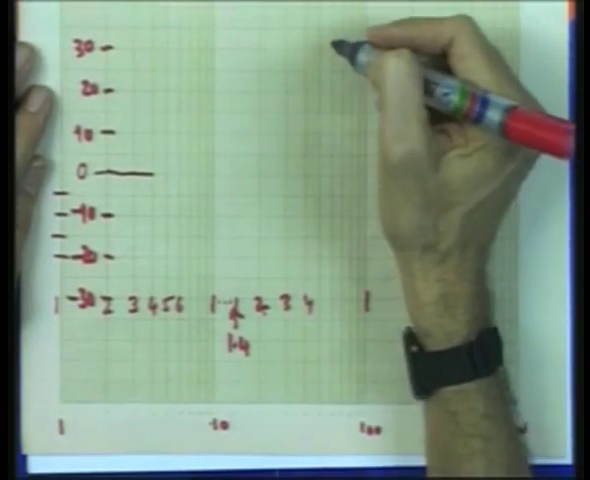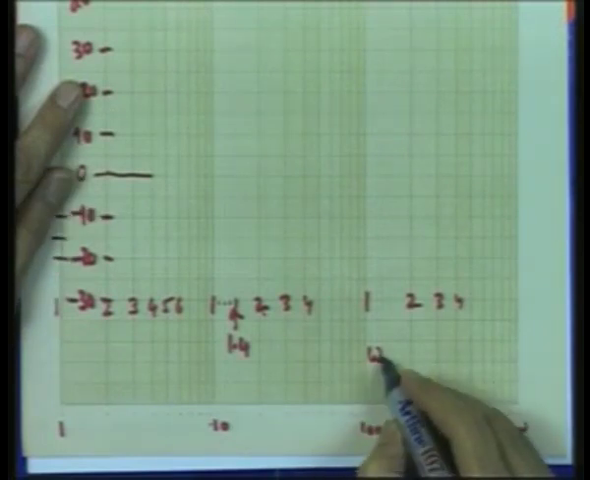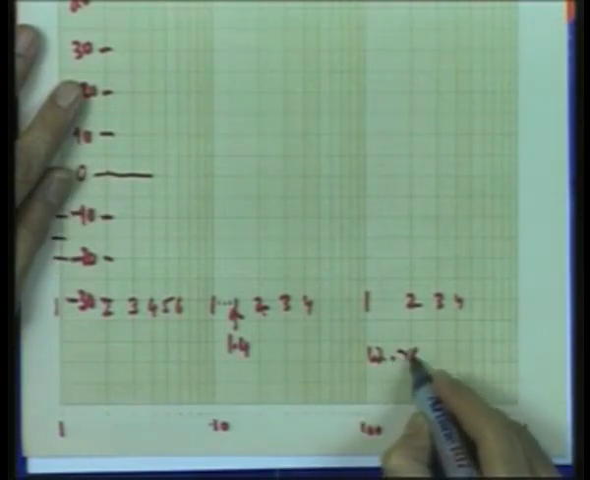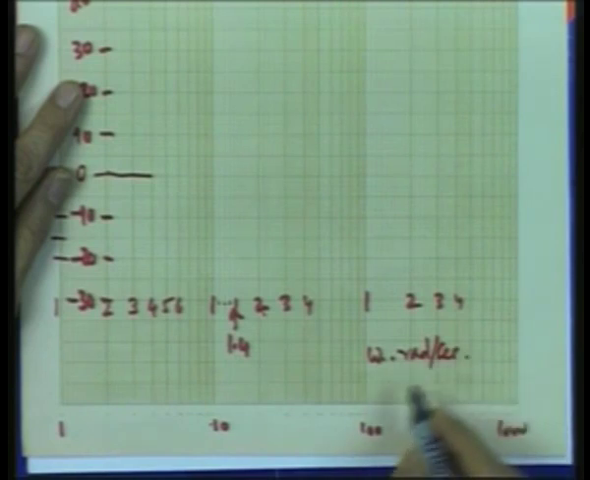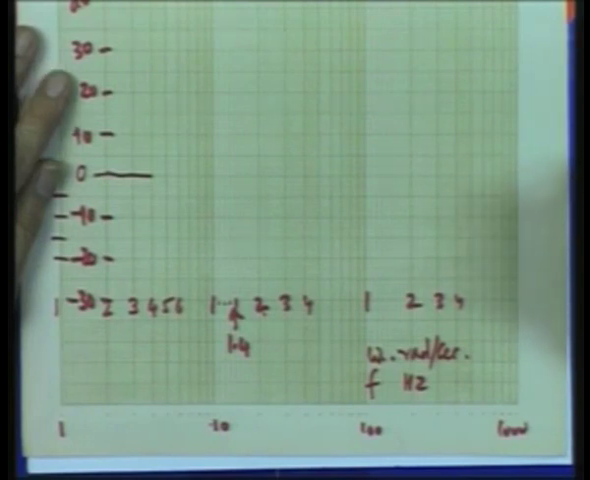It is always better to mark along the two axes your variables or quantities or at least the scale value. So, here it is better to write dB. Of course, we are plotting gain, so we need not write dB gain. On this side you can write omega if you are marking omega, and therefore, omega in rad per second, or frequency if you are marking frequency, then frequency in hertz or cycles per second.